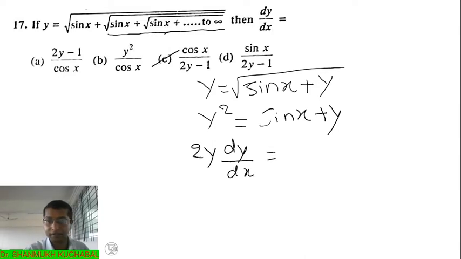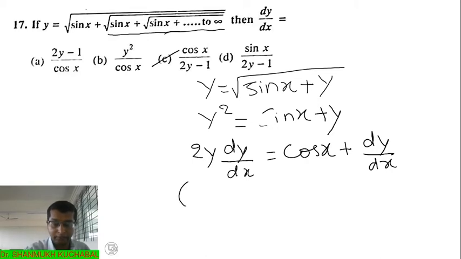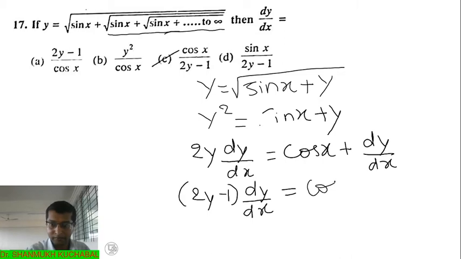The derivative of sin x is cos x, and the derivative of y is dy by dx. Now we collect dy by dx on the LHS. Taking dy by dx common, we are left with 2y minus 1 equal to cos x. So in the next step we can write the solution as dy by dx equal to cos x divided by 2y minus 1. That is option C, the right answer.